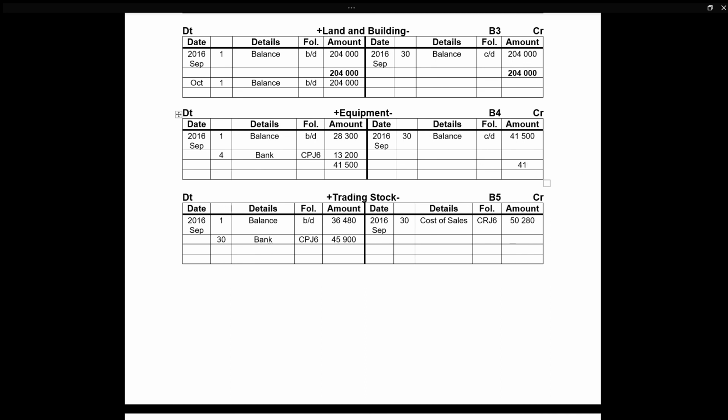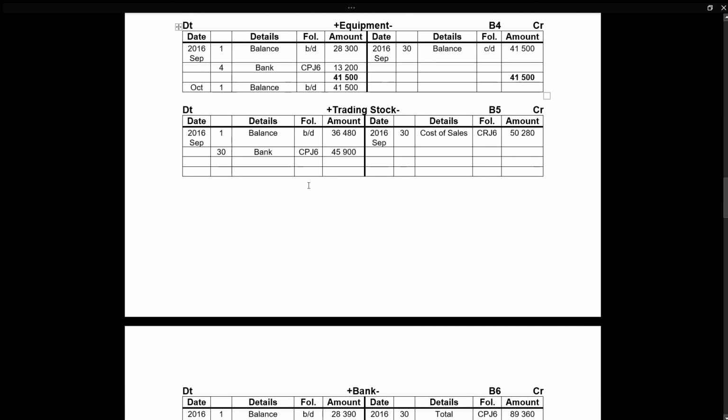Let's total my credit side as well. I will get 41,500 rand. Debit equals credit side, therefore I've done it correctly. My new opening balance for equipment, 41,500 rand. Remember the value for opening balance is brought down. Details will be balance on the 1st of the new month, October.